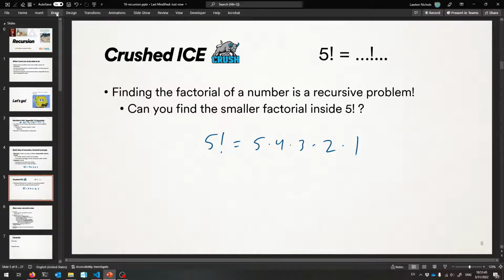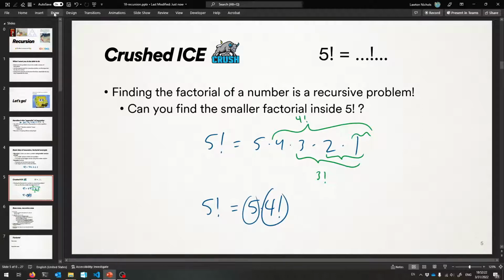Well, that might be a trick question because there are a bunch of smaller factorials. Like here's 3 factorial, and here's 4 factorial. There's 2 factorial. There's 1 factorial. They're all there. But usually we care about the next smaller one. So isn't that cool? 5 factorial can be broken down into 5 times a smaller factorial. Woohoo! That's the key. Noticing a problem inside of itself should make recursion lights go off in your brain. So 5 factorial could be defined to be 5 times 4 factorial.